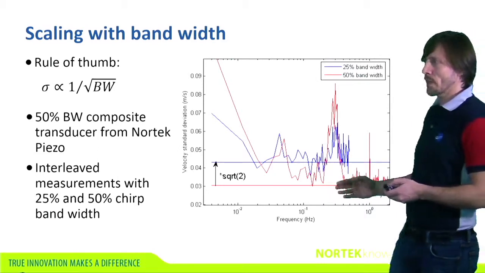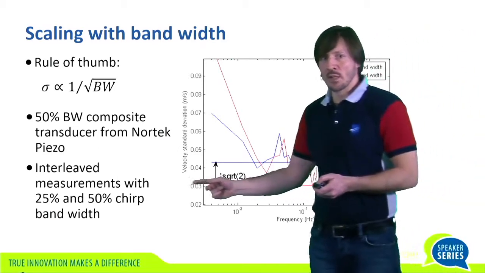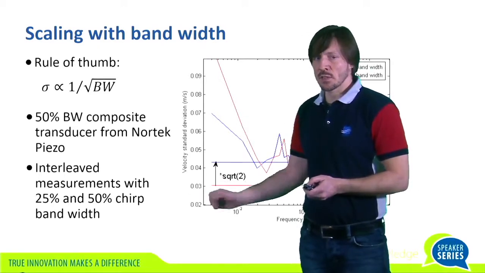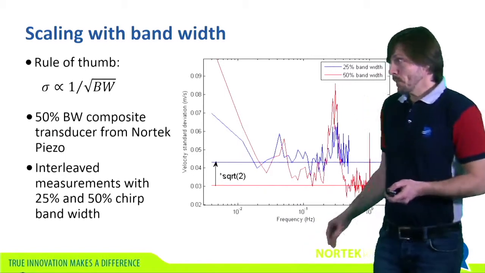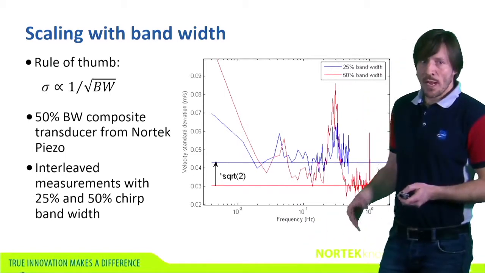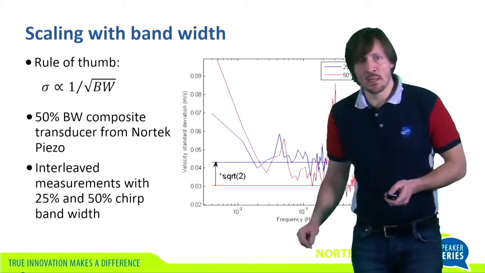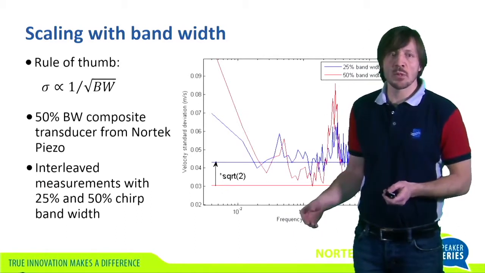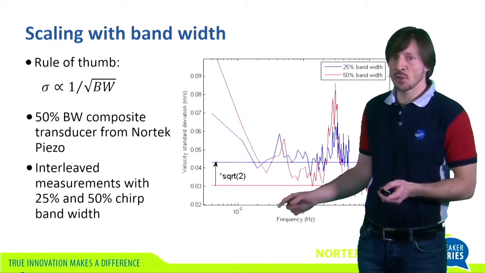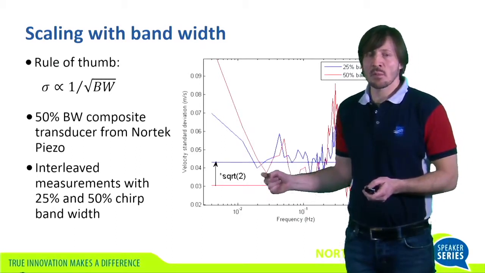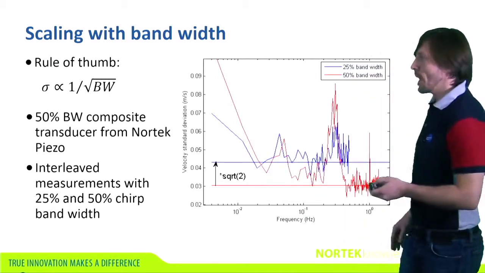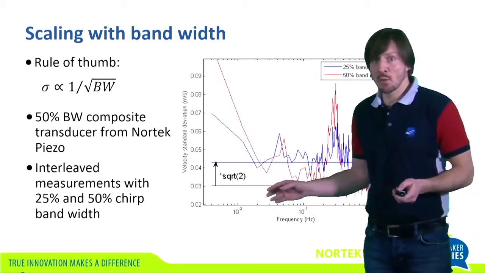So I've drawn this line here. I can find the standard deviation for this red curve with a 50% bandwidth. Now, when I go to half the bandwidth, I should expect an increase by the square root of 2 in the standard deviation. So this blue line that I've drawn here is just this one multiplied by the square root of 2. And we can see that fits the data reasonably well.